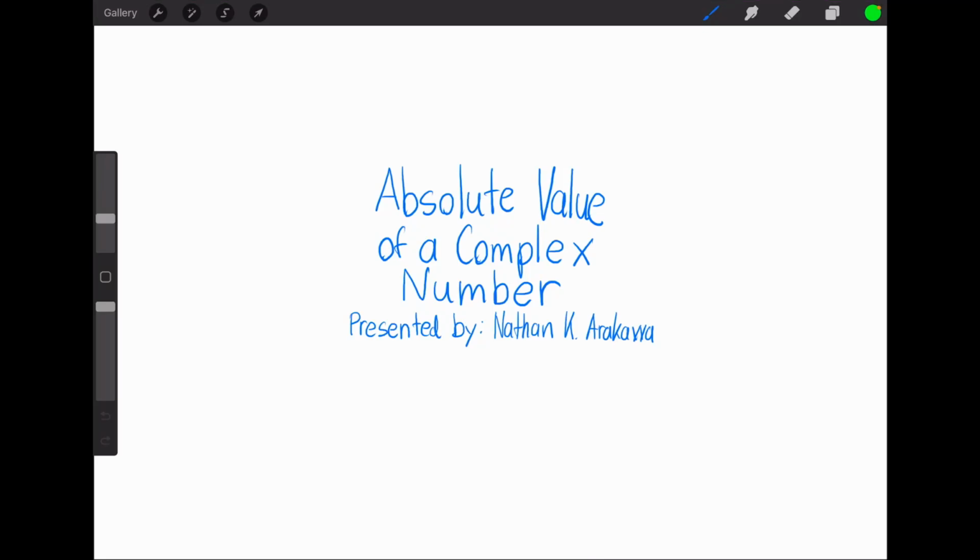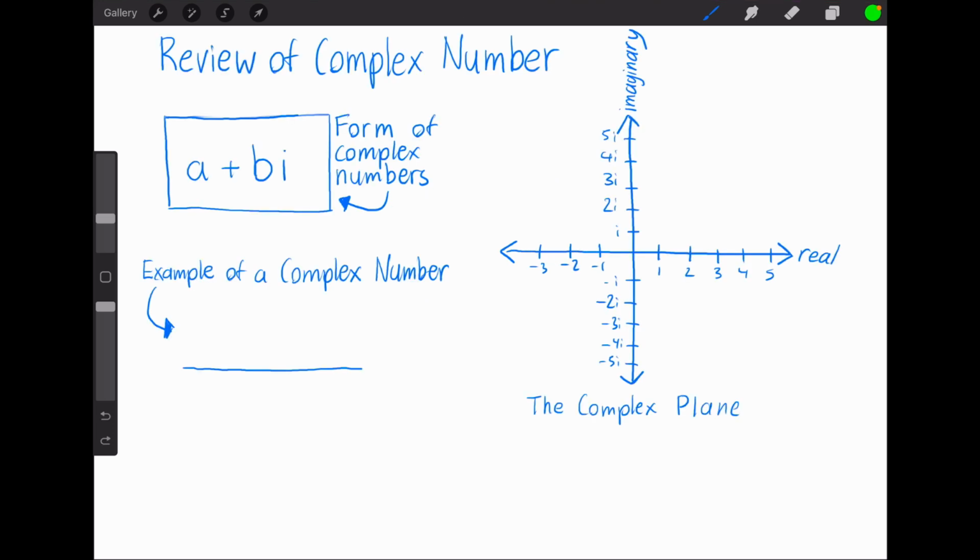In this video, I will be showing you how to find the absolute value of a complex number. Before I explain to you how to find the absolute value of a complex number, let's do a quick review of complex numbers. Complex numbers are numbers that are expressed in the form a plus bi, where a and b are real numbers and i is the imaginary unit, defined as the square root of -1.